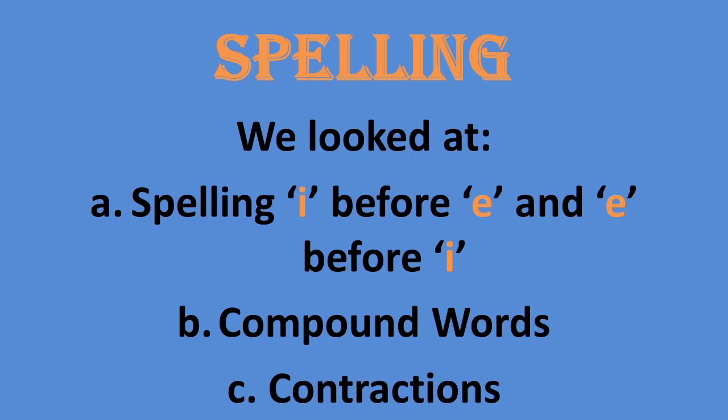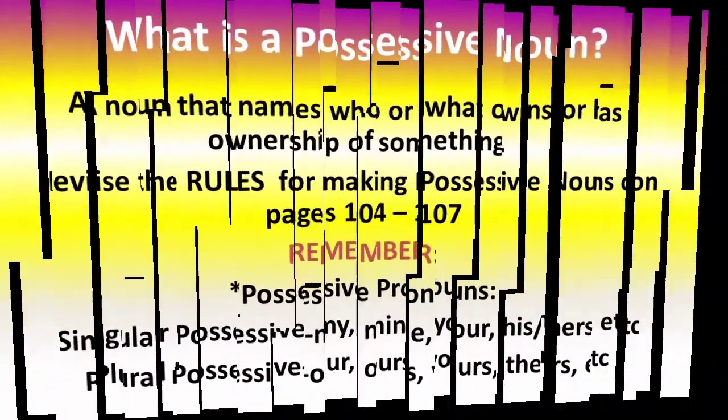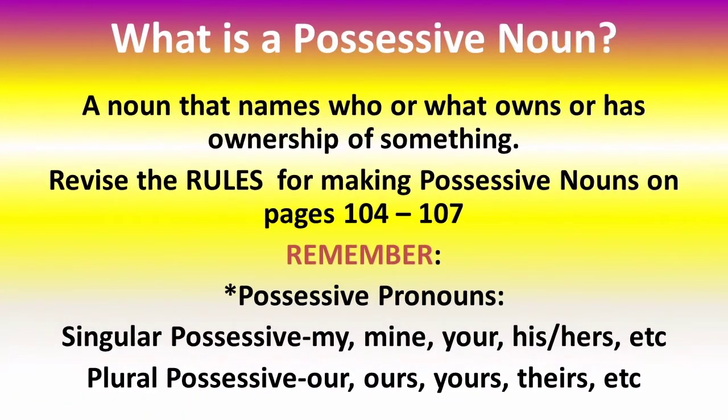All right, we made progress to nouns and possessive forms. Okay, there we revised the lesson on nouns, and we were reminded of the various kinds of nouns. Do you recall that we said that apart from the proper and common nouns, there are three other kinds of nouns, which are the concrete noun, the collective noun, and the abstract noun?